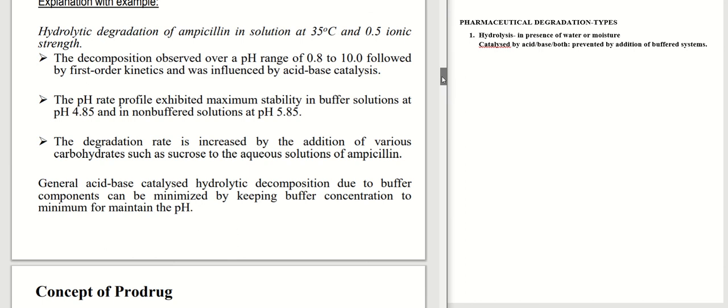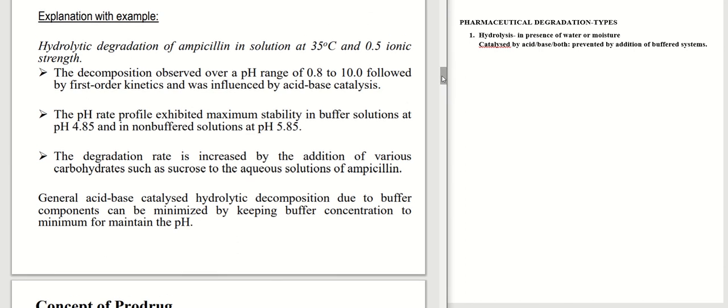So let me explain with another example. In a few books, they have discussed ampicillin. How can we improve the stability of ampicillin? Ampicillin, as you all know, is an antimicrobial agent. It undergoes hydrolytic degradation. So how can we improve or protect the stability of ampicillin? By maintaining the pH of the formulation.